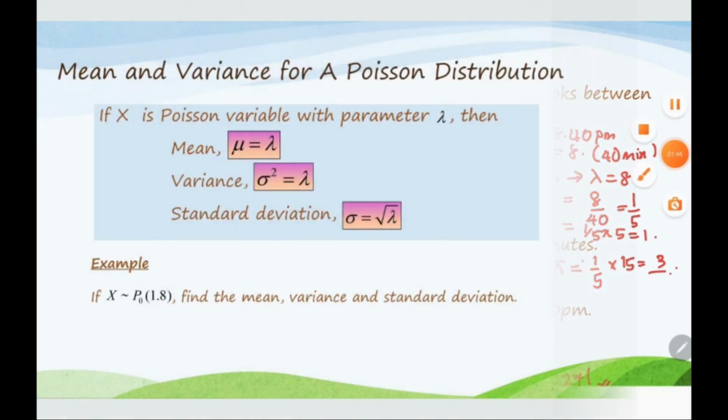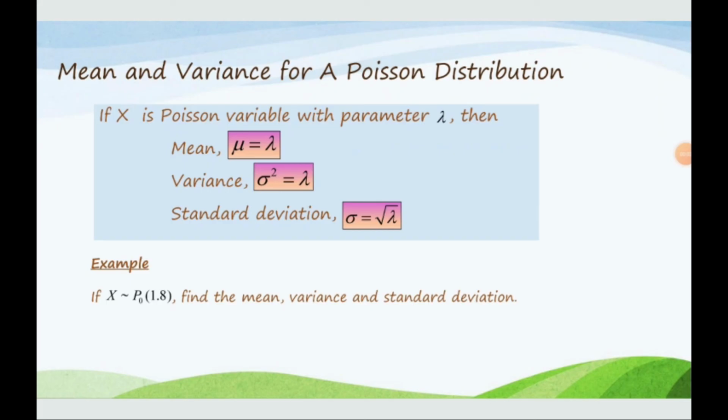Now we are going to learn how to find the mean and variance for a Poisson distribution. So if X is a Poisson variable with parameter lambda, then the mean is equal to lambda, and the variance is also equal to lambda, and the standard deviation is equal to the square root of lambda.